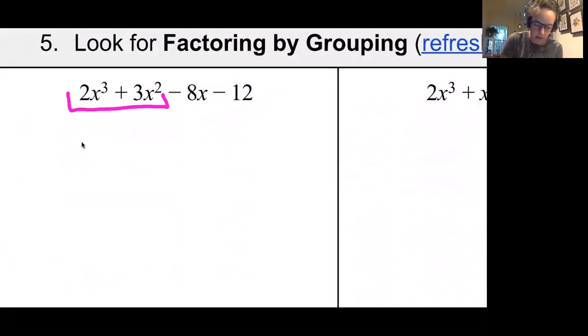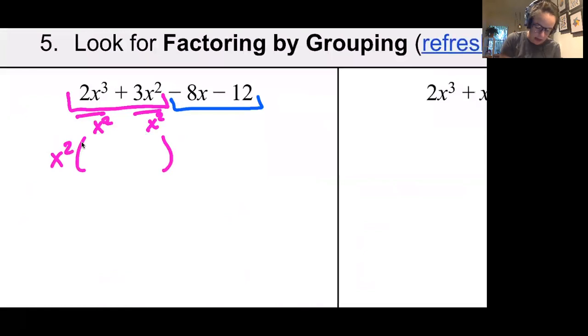I'm going to use a different color. It's blue. So I'm going to factor the GCF out of each pair. So out of the pink group, I can see that both have an x and x squared in common. But that's pretty much it. So I'm going to have x squared coming out to the outside. And that's going to leave me with 2x, positive sign, and 3, like that.